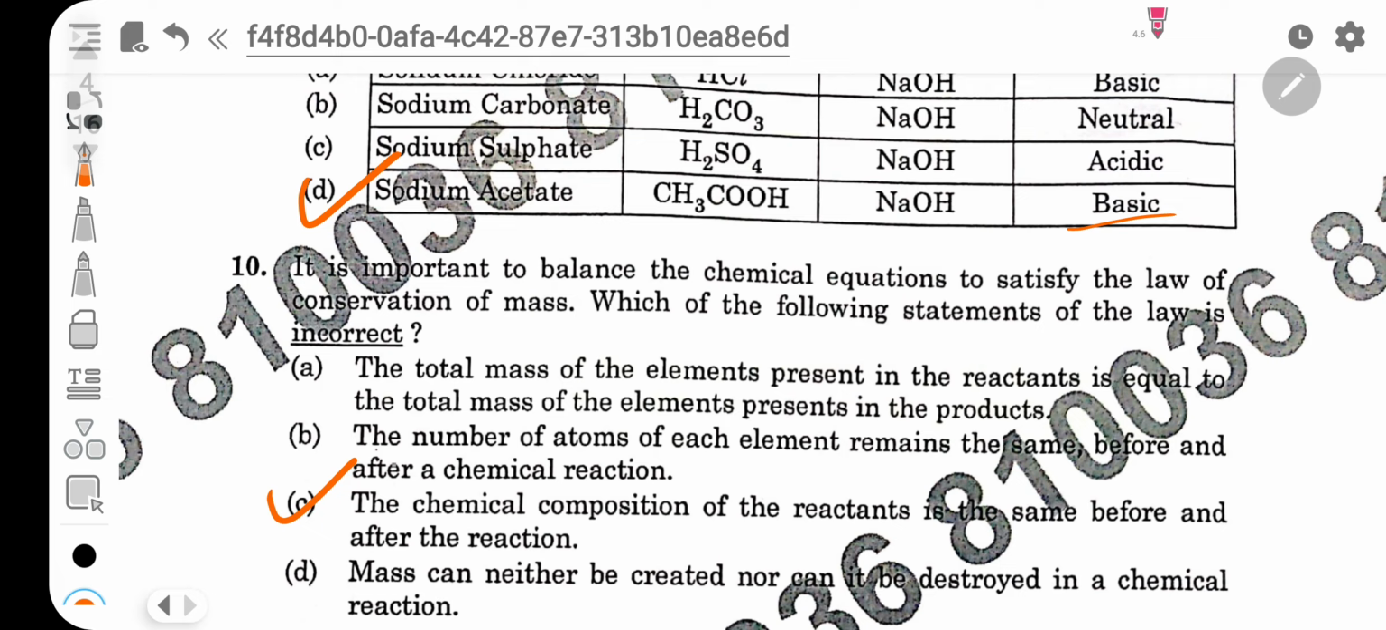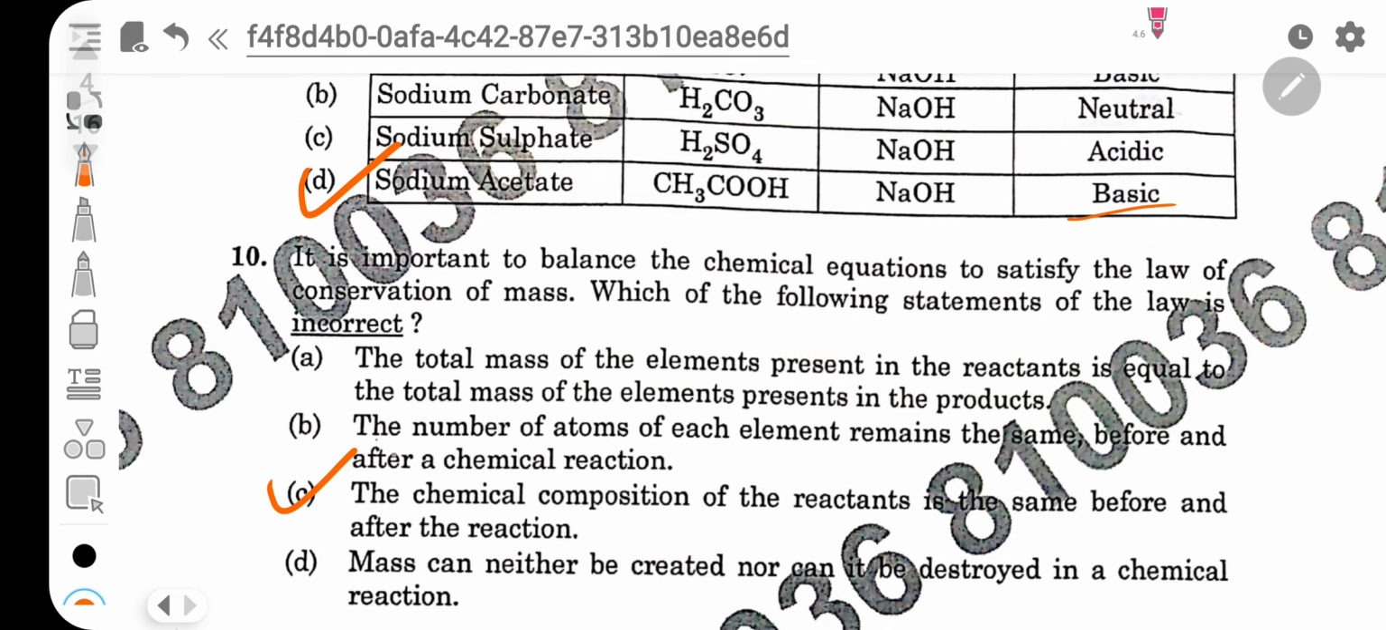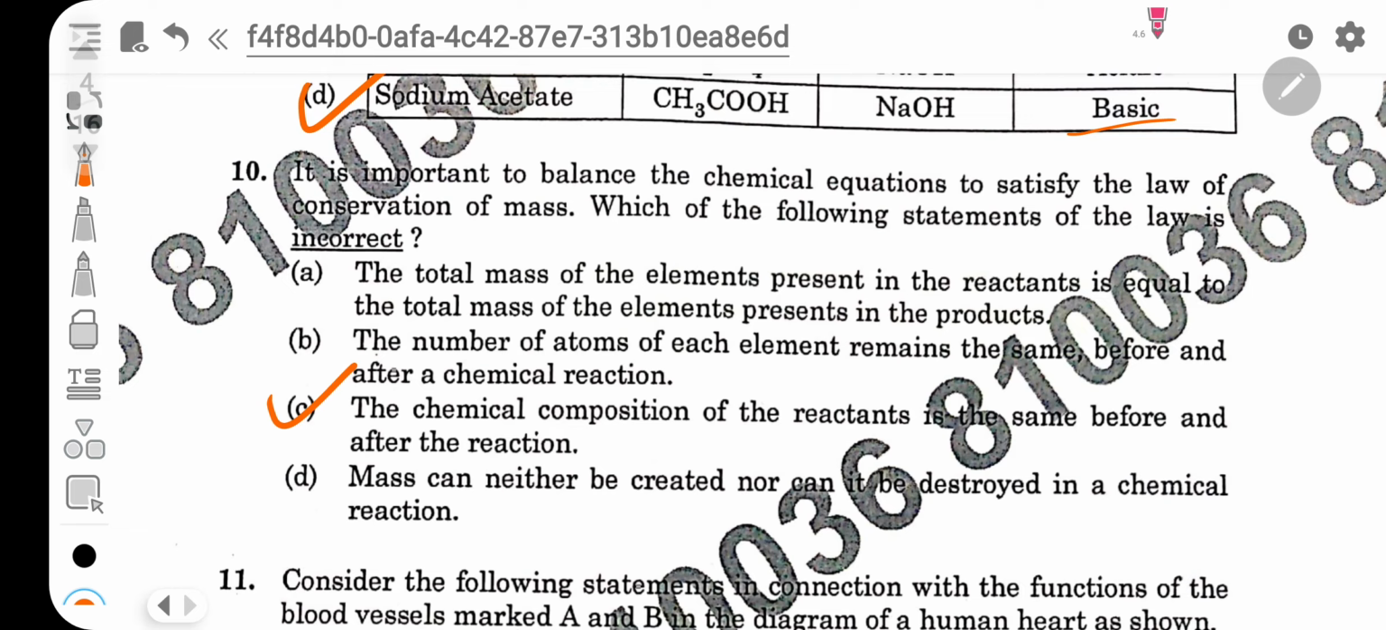It is important to balance the chemical equation to satisfy the law of conservation of mass. Which of the following statements of the law is incorrect? So the answer is C: the chemical composition of reactants is the same before and after the reaction.